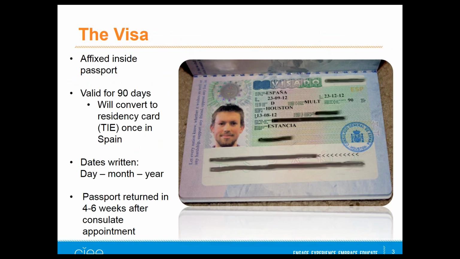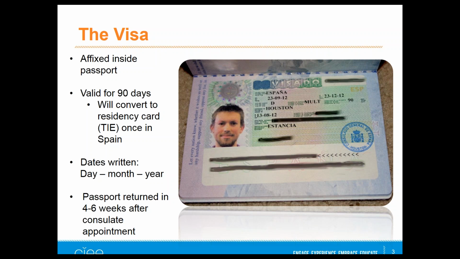The visa itself will be affixed to a page in your passport, so just be sure that you have a blank passport page available. The visa will say that it's only good for 3 months, which is totally normal, or it'll say 90 days. Once you are in Spain, CIEE will help you to convert it to a foreigner's residency card, or a TIE. This TIE is going to be valid until the end of your program.